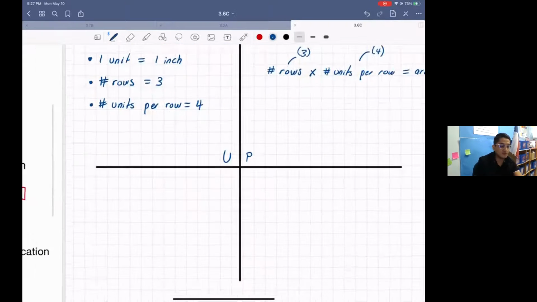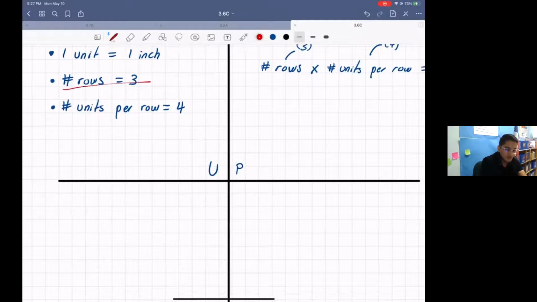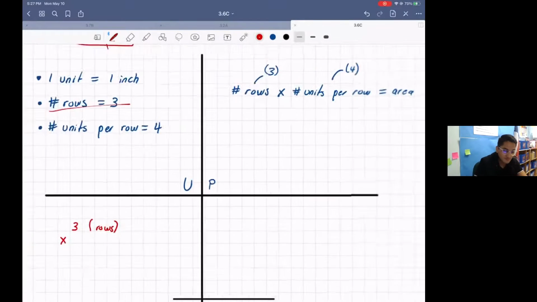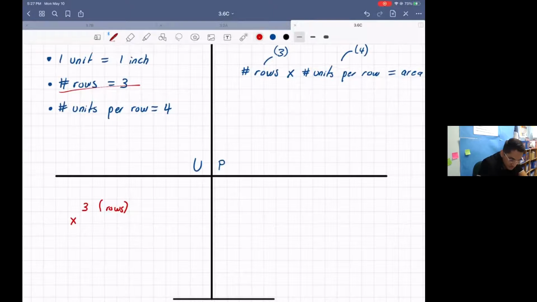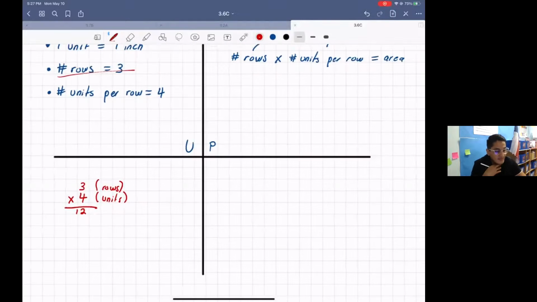Okay, so I'm going to go ahead and solve it. So I know that I have 3 rows, so 3 rows, so I don't forget, times number of units per row. So that's times 4 units. That will give me 3 times 4 is 12. So it's telling me that 12 is my total.